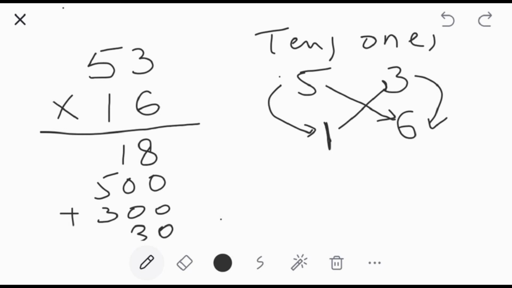I'm going to add and write the numbers on the side line. So 8 plus 0 is going to be 8. 1 plus 3 is going to be 4. And 5 plus 3 is 8. So 848 is going to be the answer, right?